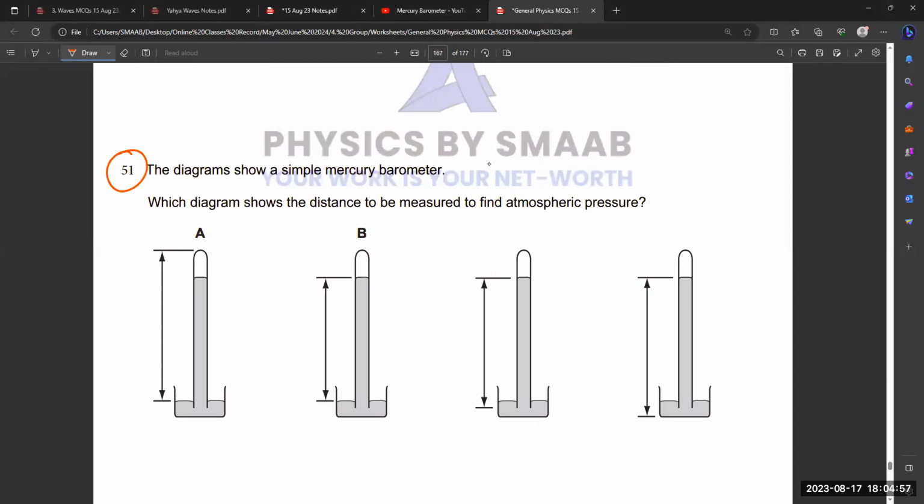I'm just showing the question. It's B, right? Yes, again it's B, because we measure from the top of the surface. Sir, what would you use the vacuum height for? Like this little height. Actually, there is no use of that vacuum height.